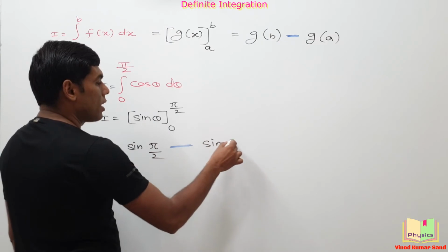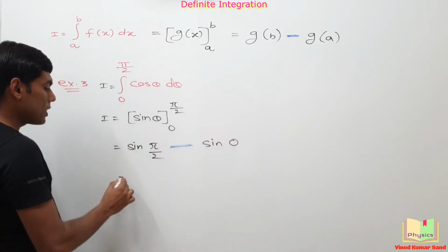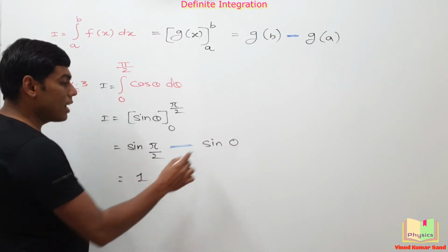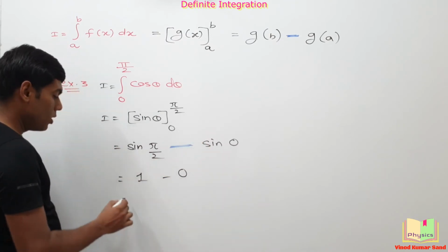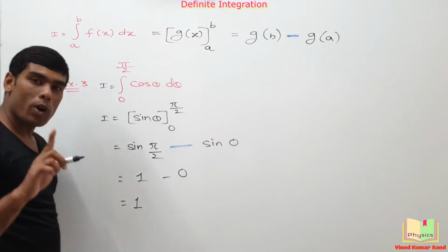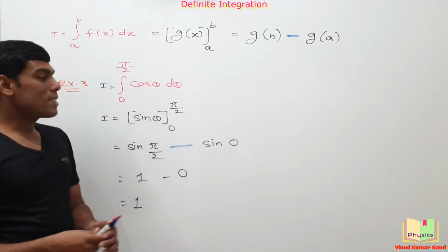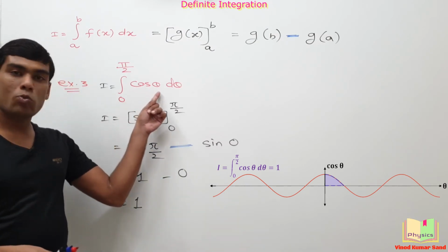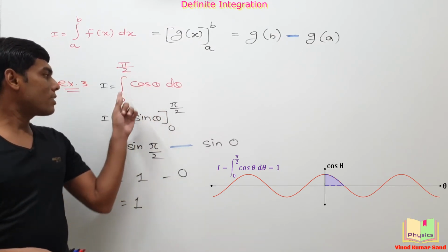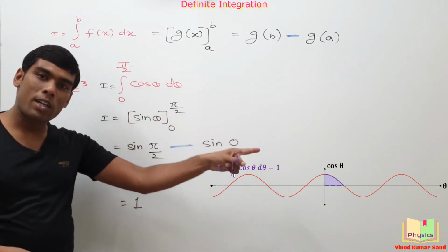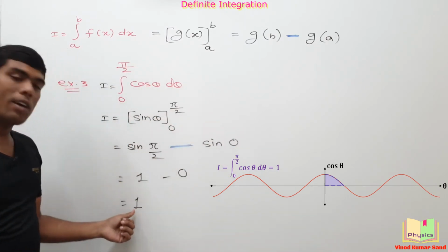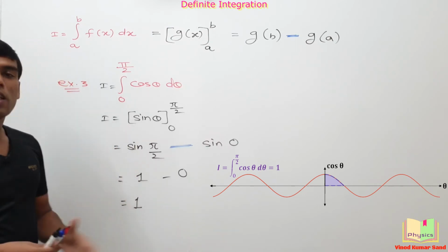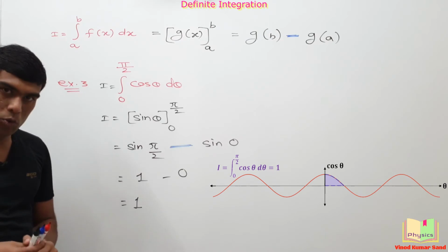So it is sine 0. Sine pi by 2 radian, everyone knows, is 1. And sine 0 radian is 0. So your final answer is 1. This can be seen in the given curve. The area bounded by the cos function with the theta axis in the limit 0 to pi by 2 radian, if you check, that area will have the magnitude 1. Fine. Note it down. Then we'll be taking up example number 4.